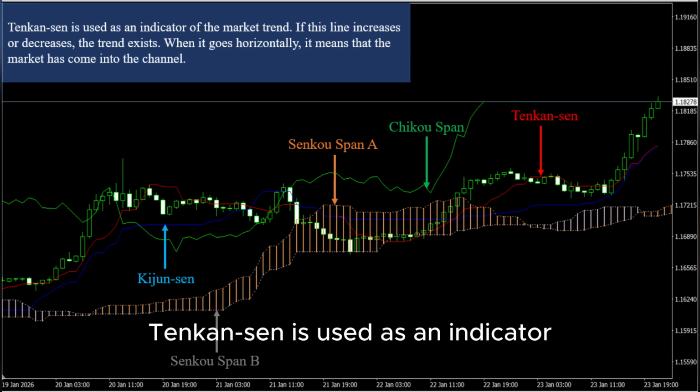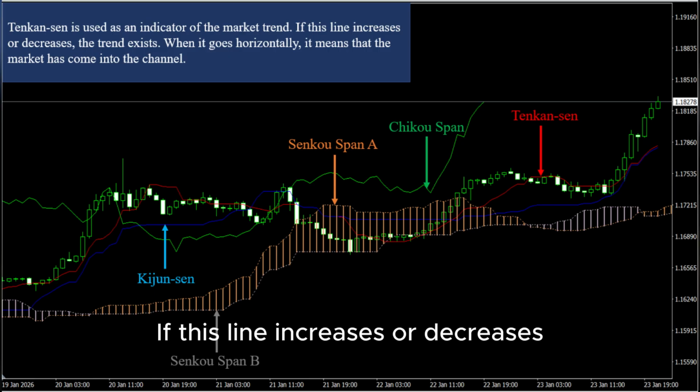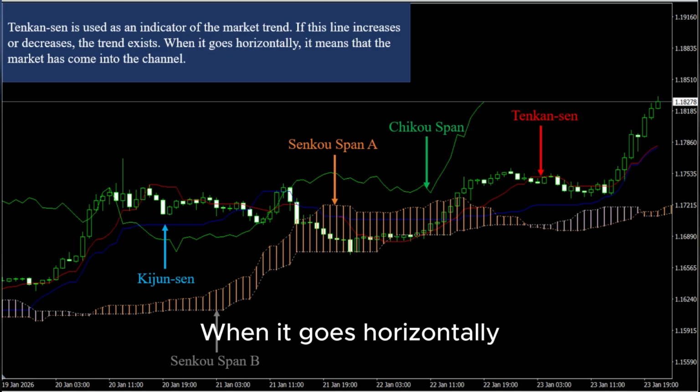Tenkan-sen is used as an indicator of the market trend. If this line increases or decreases, the trend exists. When it goes horizontally, it means that the market has come into the channel.